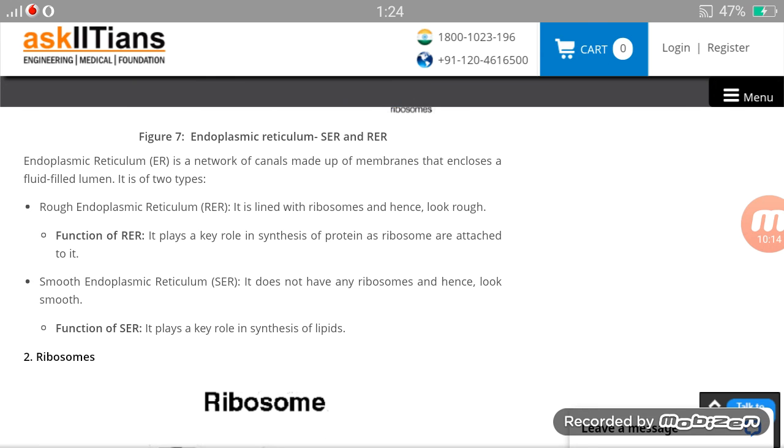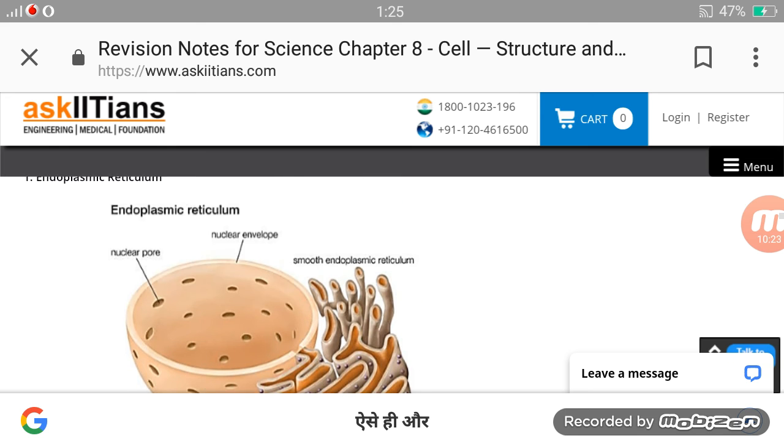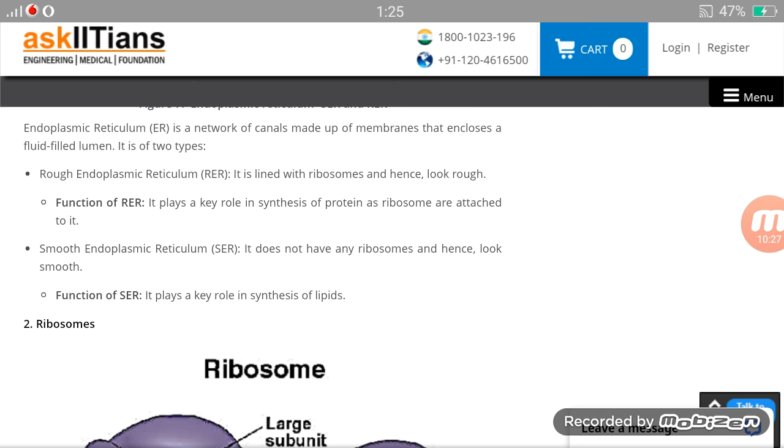So it is a network of canals, as you have seen in this image, in this diagram, and it also has some liquid. This is of two types, as you can see here: rough ER and smooth ER. So let's study the rough ER. Rough ER is lined with ribosomes and hence looks rough because of the presence of ribosomes. Why rough ER is rough can be a give-reason question. So rough ER is rough because of the presence of ribosomes on its structure.